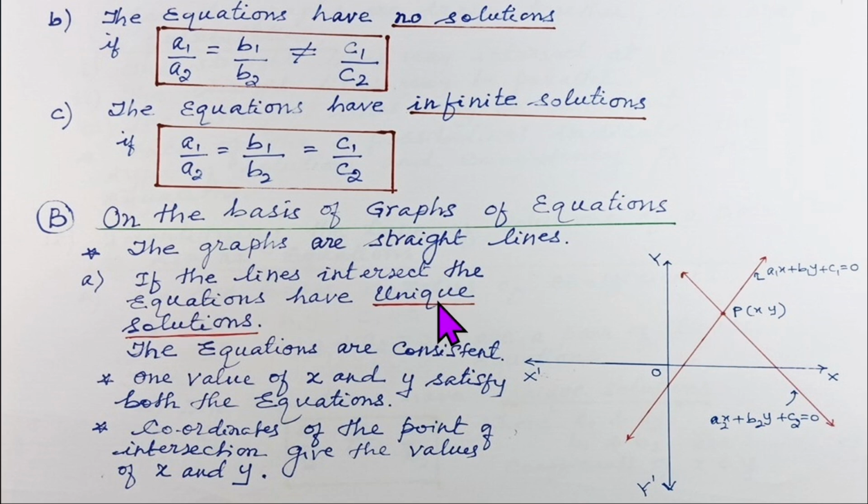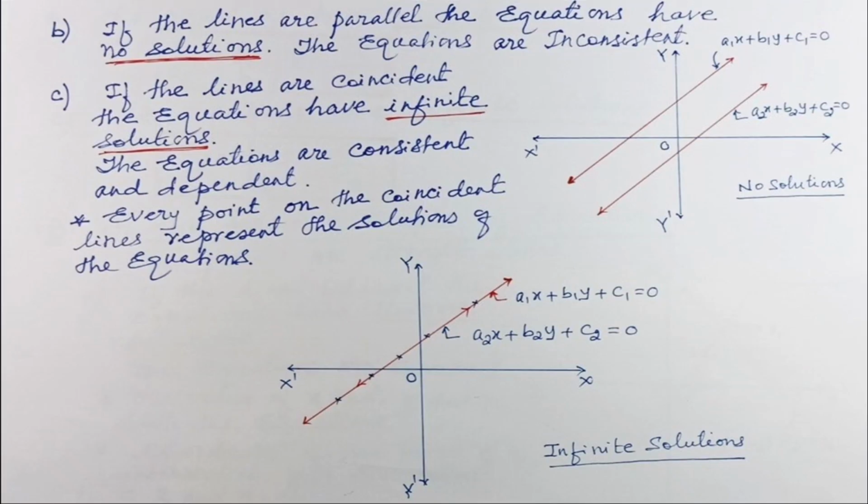If the lines intersect, then the equations have a unique solution. The equations are consistent. One value of x and y satisfy both the equations. The coordinates of the point of intersection give the values of x and y. So this point of intersection P gives the values of x and y, which satisfy both the equations a1x plus b1y plus c1 equal to 0, a2x plus b2y plus c2 equal to 0, and that is the first possibility.